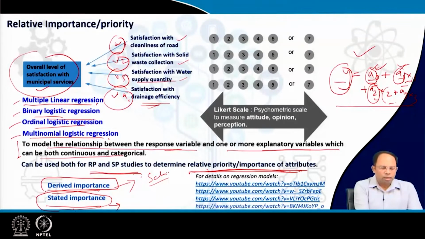But overall, derived importance is more important because for stated importance people can say many things, but when it's derived, we are determining it based on the overall satisfaction and the individual factors which influence that. We can determine what the relative weights are, which is a better way to determine the weights for different attributes, right?